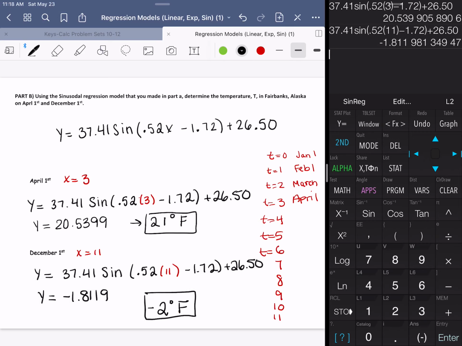And obviously that makes sense. You know, you're in Alaska, it's cold. In December, it would be negative 2 degrees. In April, it'd be a little bit warmer, 21 degrees.